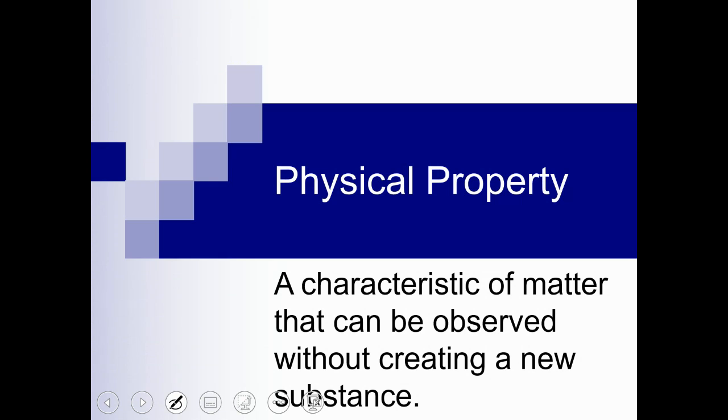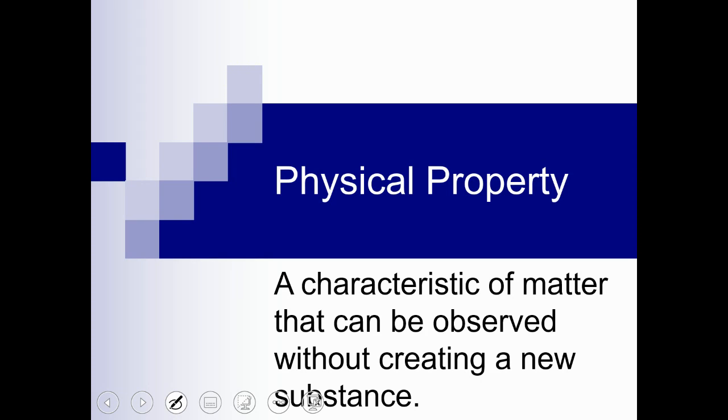Now, if it's a physical property, it's going to be able to be observed without creating a new substance. Like I can look at sugar and say, oh, it's white. I can look at sulfur and say, oh, it's yellow. I could take a block and put it on a balance and say, oh, it's 500 grams without creating any kind of a new substance. So that's a physical property when you can observe it or measure it or see it, and you don't make anything new in the process of seeing that.